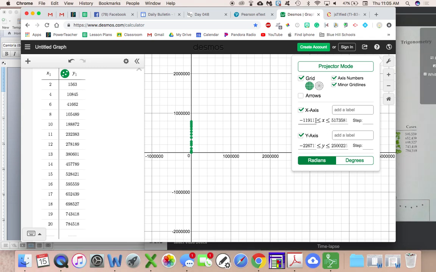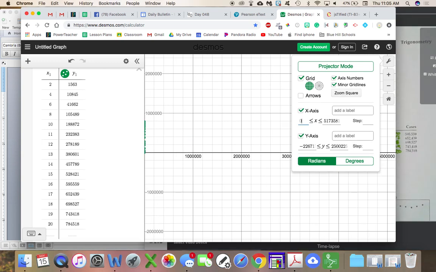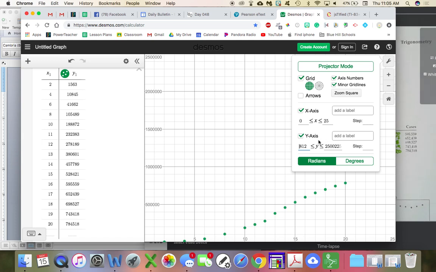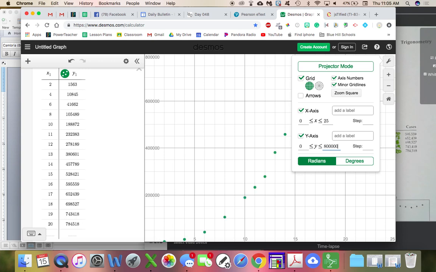So if we're trying to change our x's, what is the smallest x that we have? 2. So let's start a little beyond 2. Let's start at 0 on the x-axis, okay? And the largest x that we have is 20, so let's maybe go 25. Ooh, there we go. Now it's already a little bit better. On the y-axis, the smallest y that I have is 1,500. Let's go ahead and start that at 0. The largest one is 784,000, so let's go 800,000. Okay, you see that? And it makes it super nice.